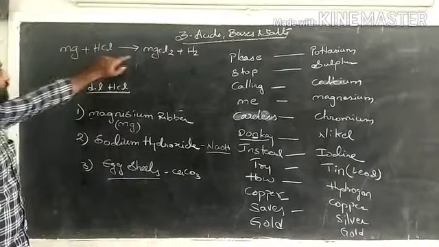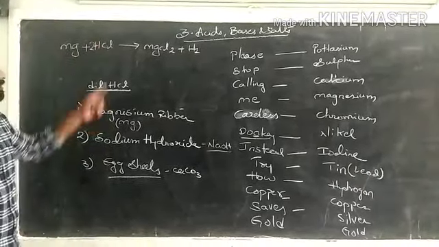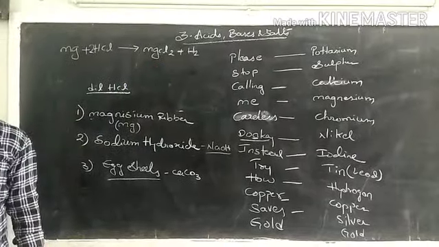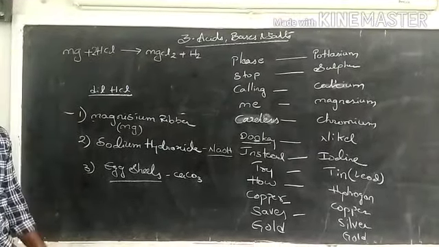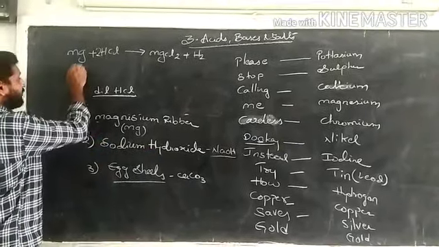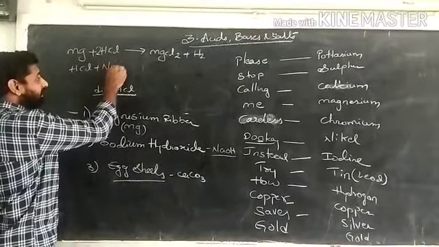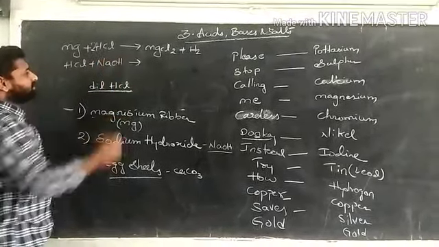To make it a balanced equation, what do we need to do? We need to add 2 to the HCl, then both sides of the equation get balanced. That is how the equation can be formed for the first one. Same as with sodium hydroxide. HCl is taken with sodium hydroxide, NaOH. What will be the equation?